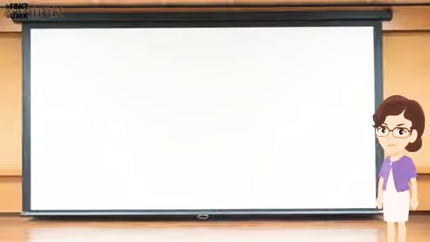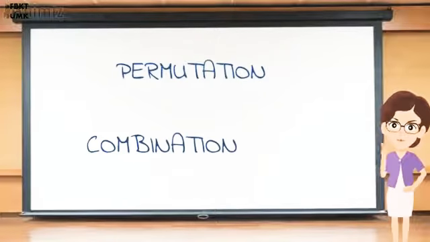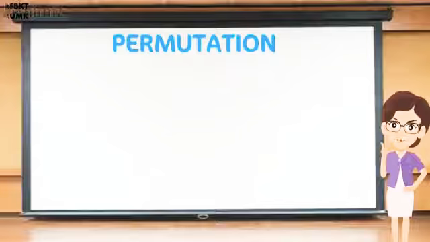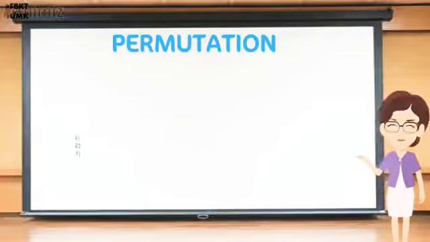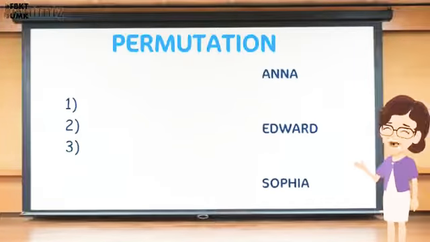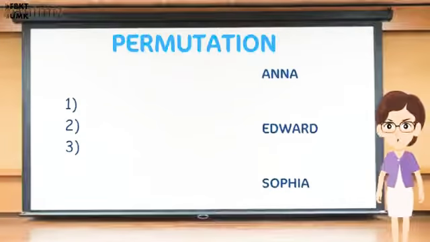So, let's visualize the difference between permutation and combination. In the permutation, we have each individual item in an ordered list. So the order matters. We have a 3-slot list to be filled by 3 students here: Anna, Edward, and Sophia. We are putting this in some order. How many choices would we have to put in the first slot? We could have 3. We could put any one of the 3 students in the first slot.